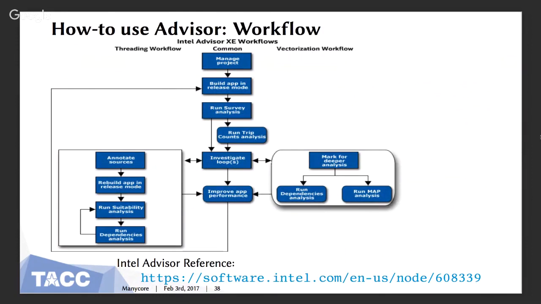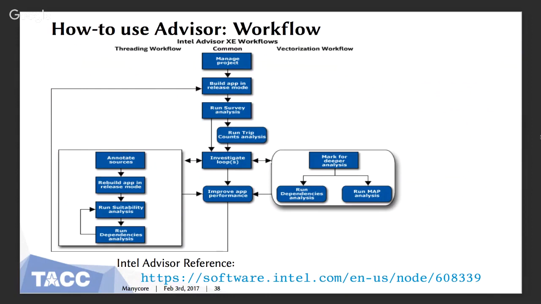This is the general workflow. It looks kind of complicated, but there's just a couple of steps that you do when you're running this. You start at the top here, you build your app, you run it with Advisor. You can do a loop and trip analysis, run trip counts analysis. Then you get down and you investigate the loops. On the left-hand side, this is what you would do. It's the vectorization workflow. That's how it's actually labeled in the tool.